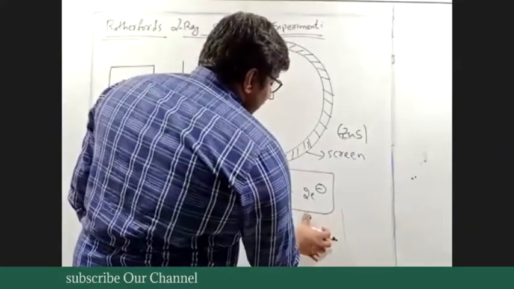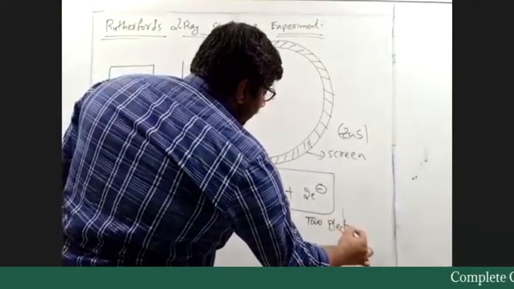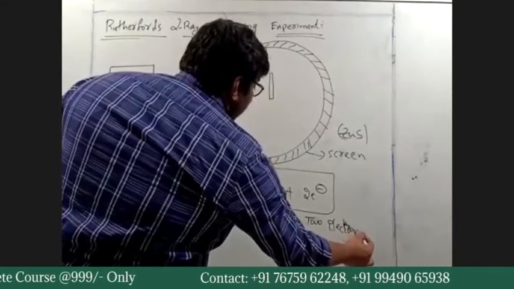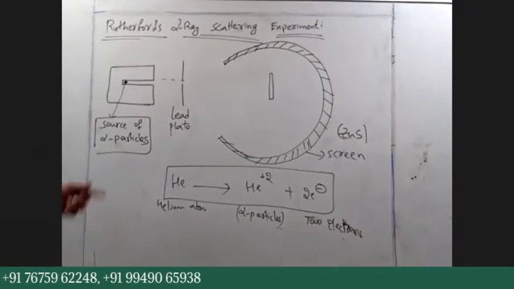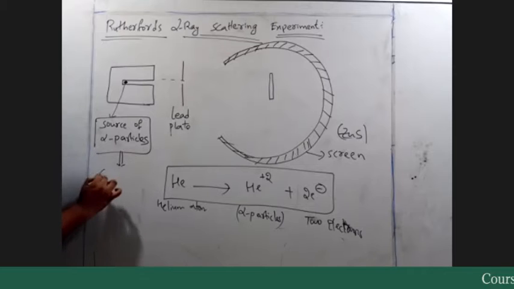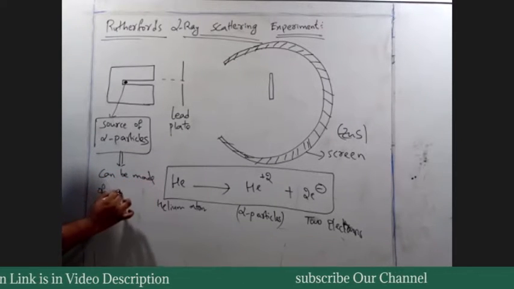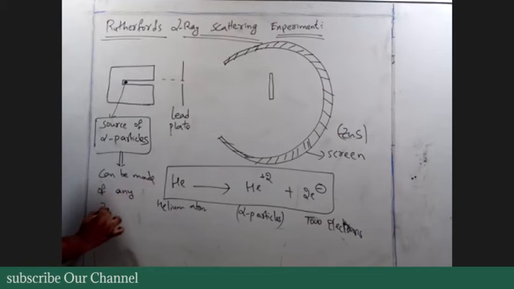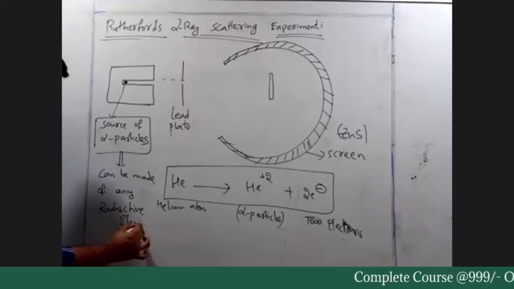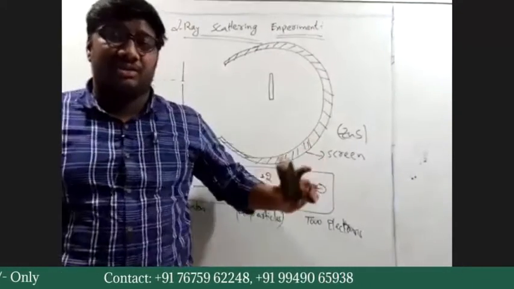These are 2 electrons. So how we can get positive charge? By loss of electrons. So initially we have a source of alpha particles. Our source can be made of any radioactive element. Why? Because radioactive elements undergo different reactions, like nuclear reactions.